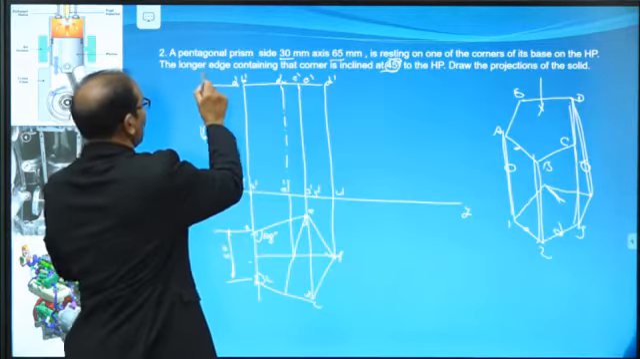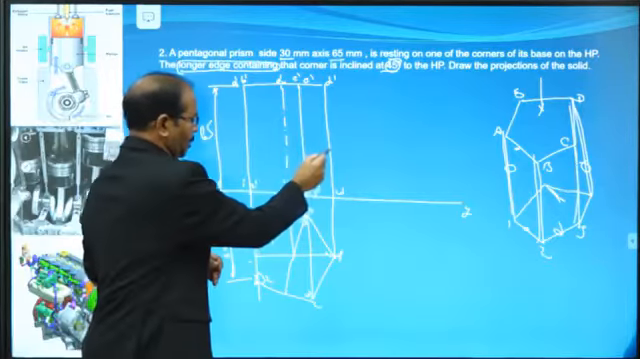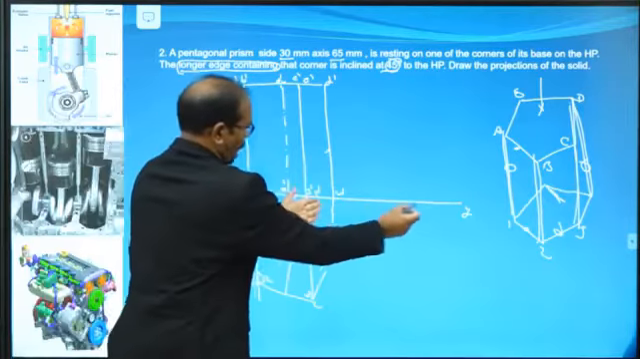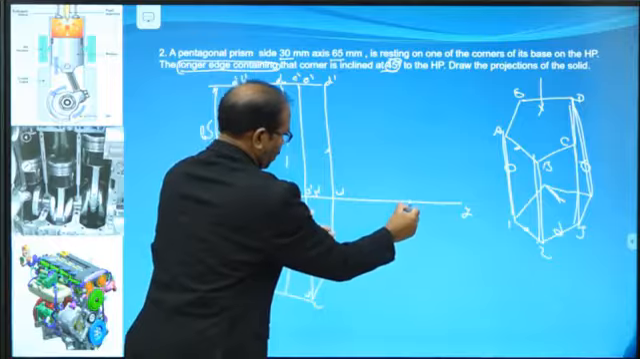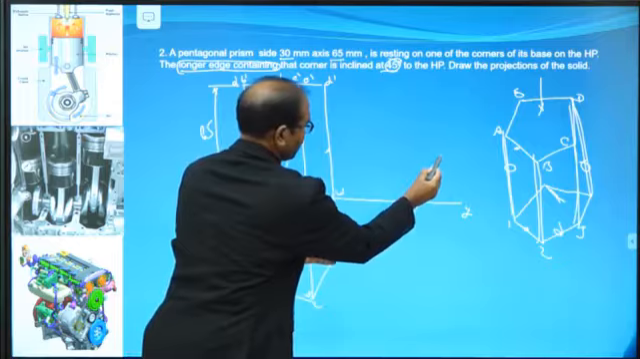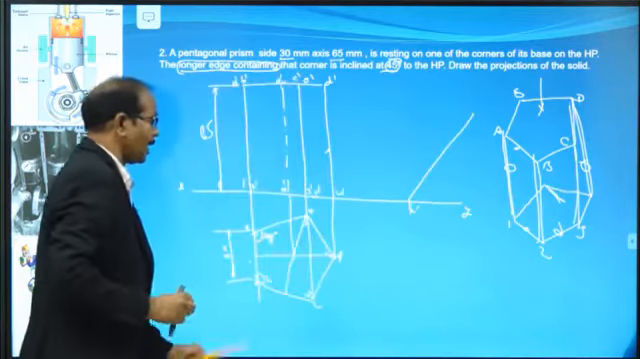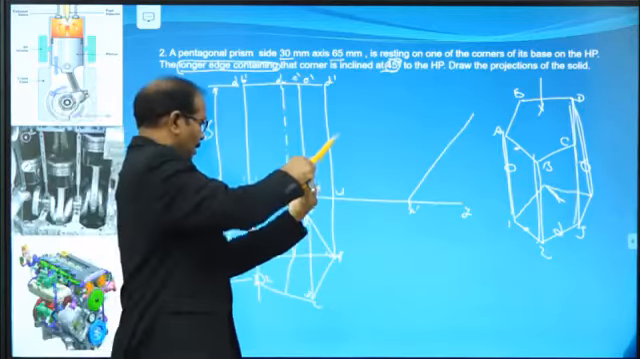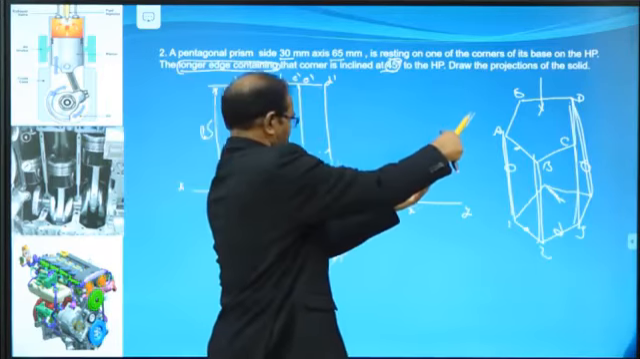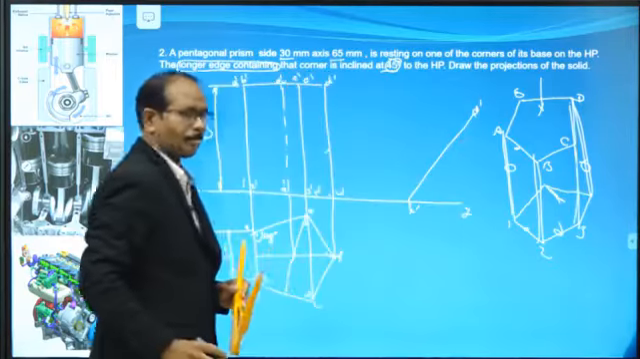What is mentioned? The longer edge containing, say this is the longer edge. That longer edge makes an angle 45 degrees. Select this as 4 dash, and through this draw 45 degrees. Now what is the height of this one? Copy the existing height. Copy this height. Say this is D dash.